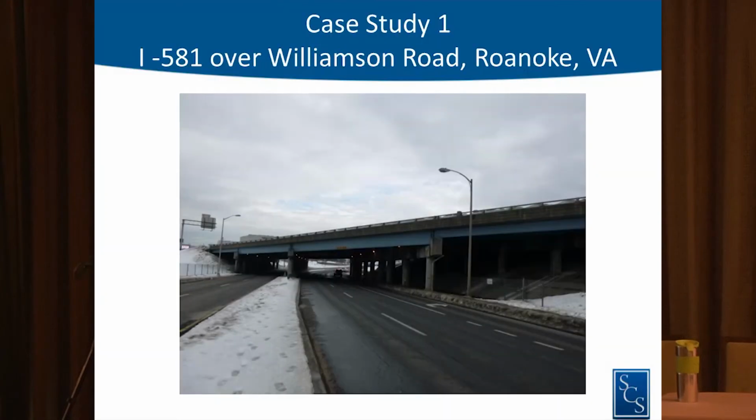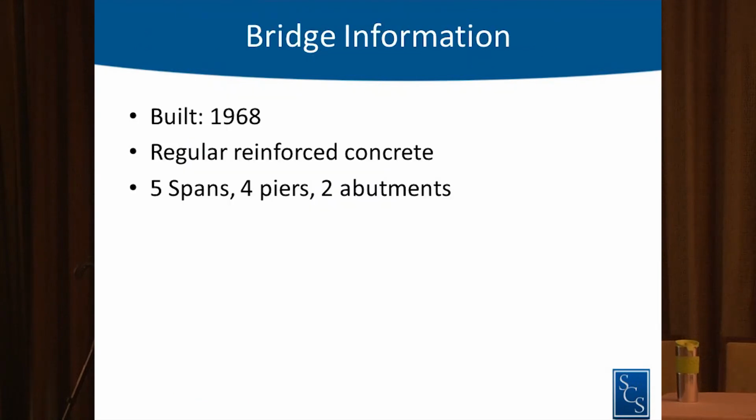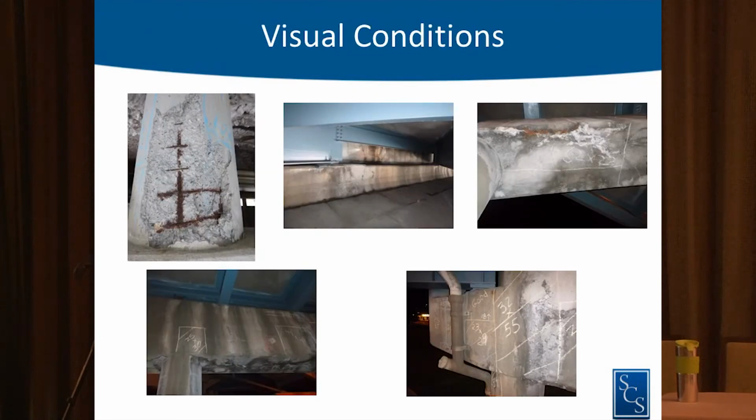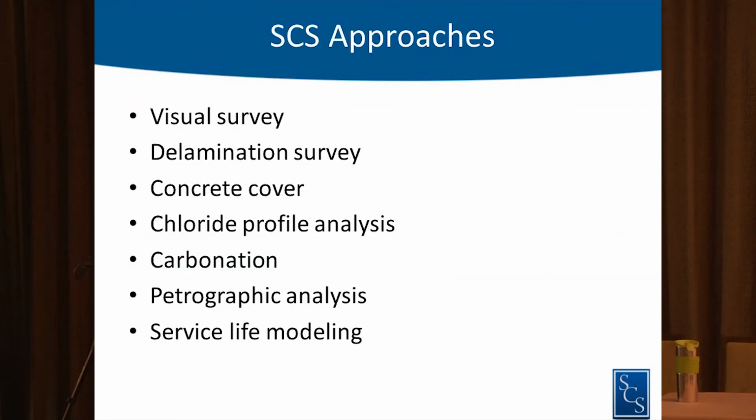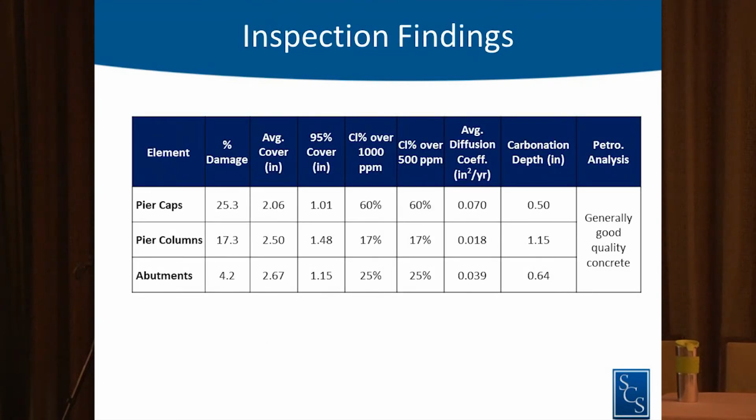Here's the case study of one of the bridges that we worked on. It's a 5-span bridge, and it was built in '68, so 45 to 50 years. This is the condition of the structure, right? It's got problems. We know that it's got problems. And we've collected data. Here's a summary of the data. You can see there's significant damage that's already occurring on the structure, except the abutment is starting to occur. And your average cover, you see 2 to 2.7.